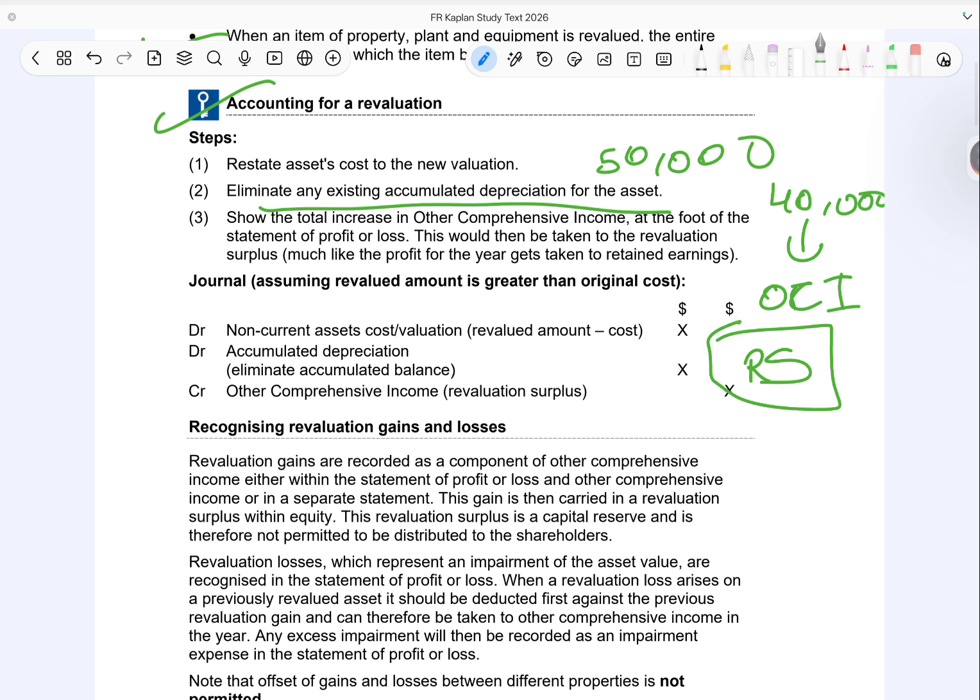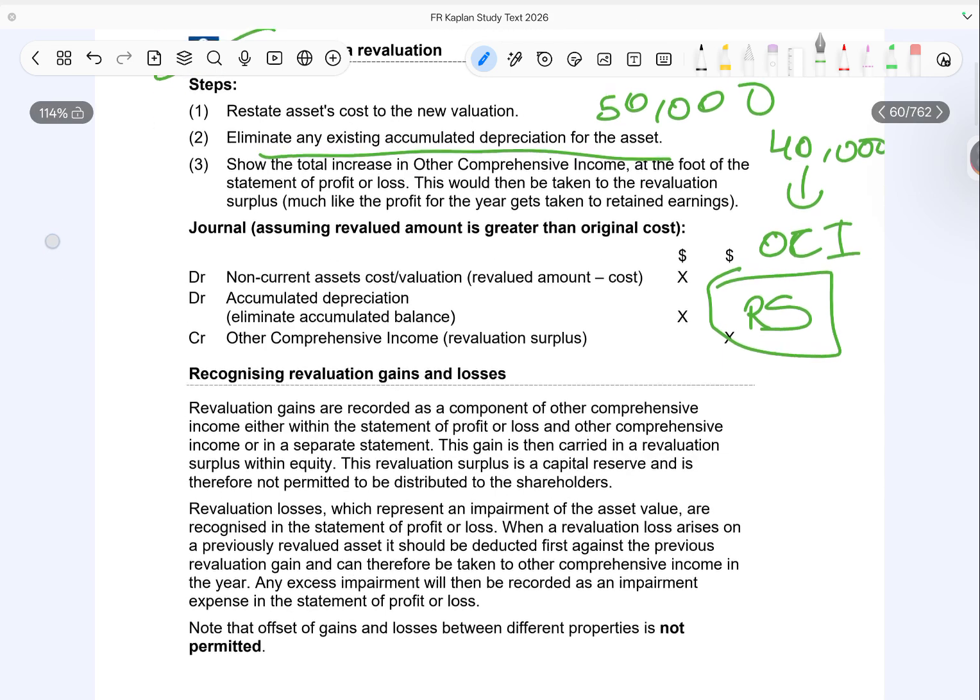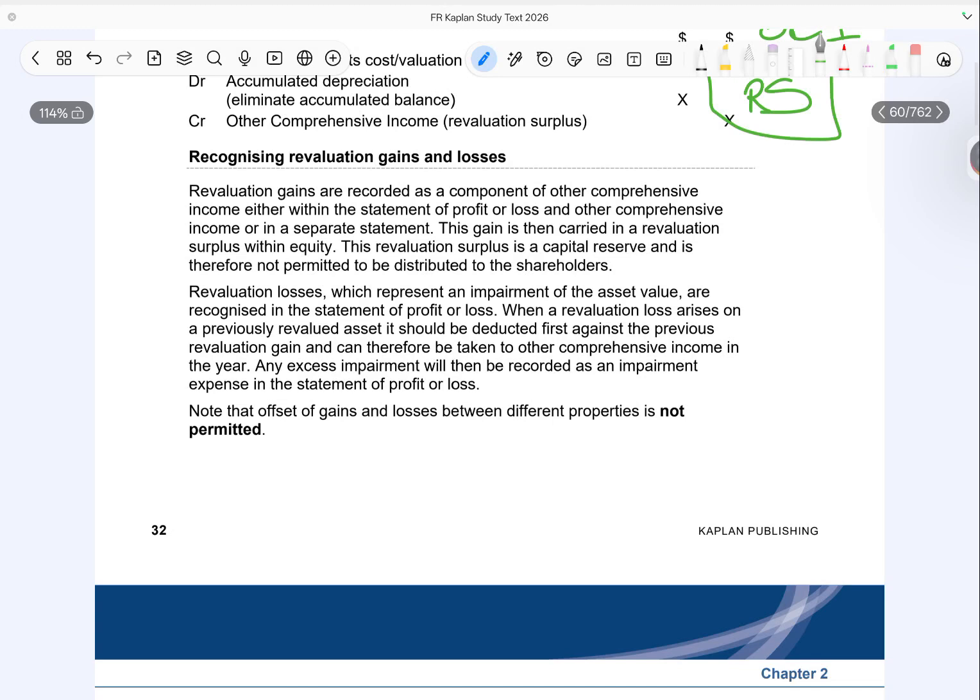Don't worry, you are going to practice so many sums. There are so many sums in your exam kit also about revaluation. So you will have very good practice of these steps, and I'll solve an example or sum too. So, recognizing revaluation gains and losses. Revaluation gains are recorded as a component of other comprehensive income, either within the statement of profit or loss and other comprehensive income, or in a separate statement.